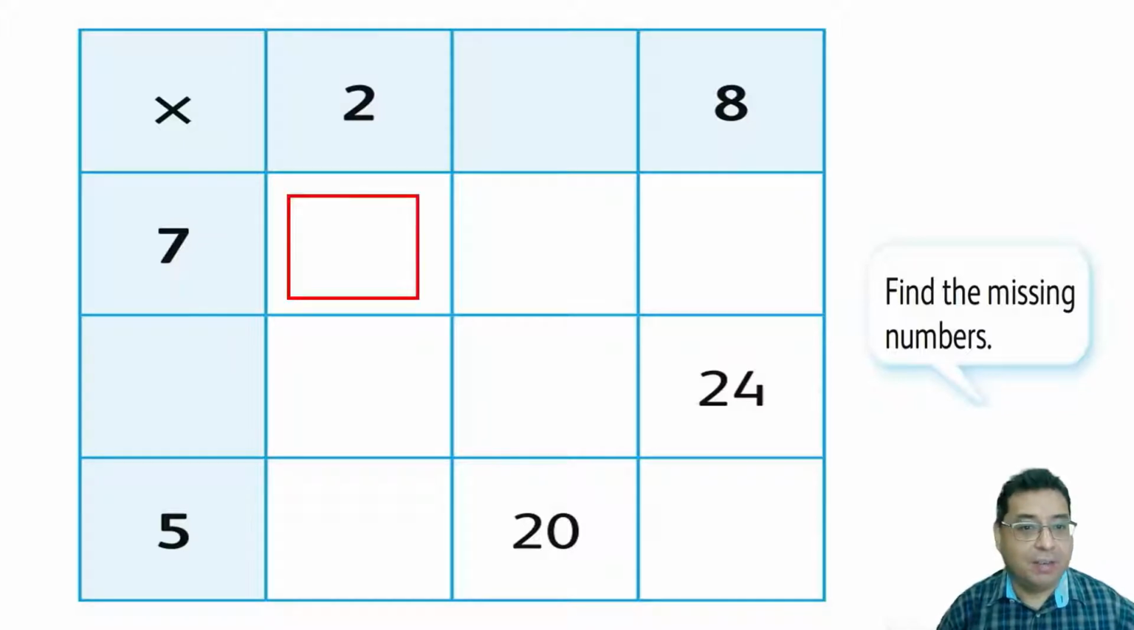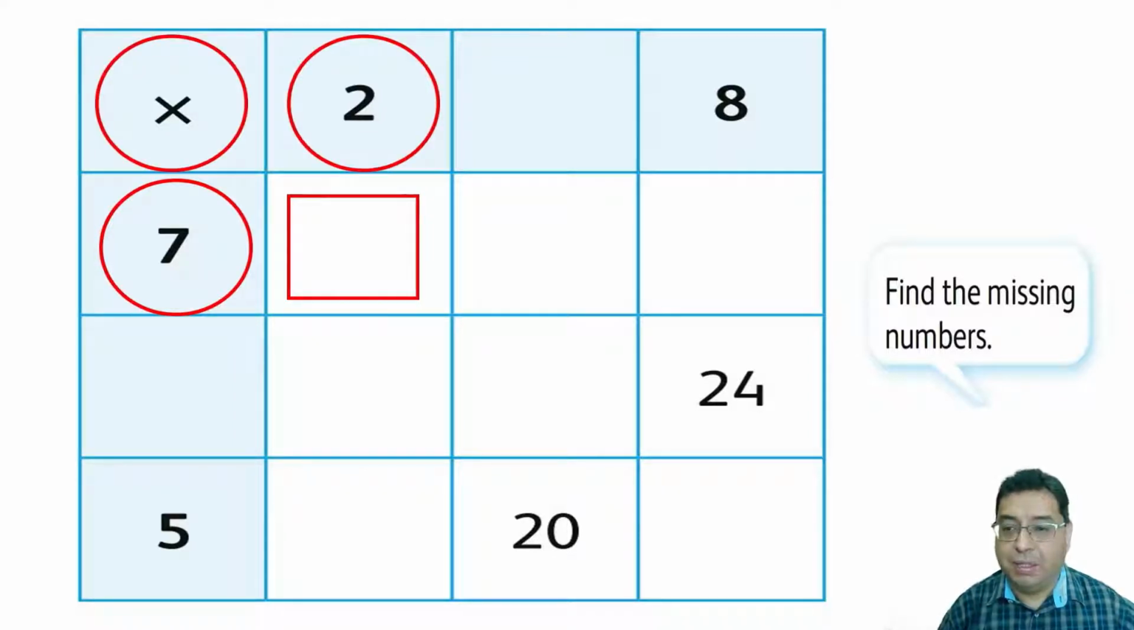To find the missing box here, you're just going to simply look at 7 and multiply it by 2, and then you're going to get 14. And that's pretty much what this whole activity is. So some of the numbers are missing to find here.